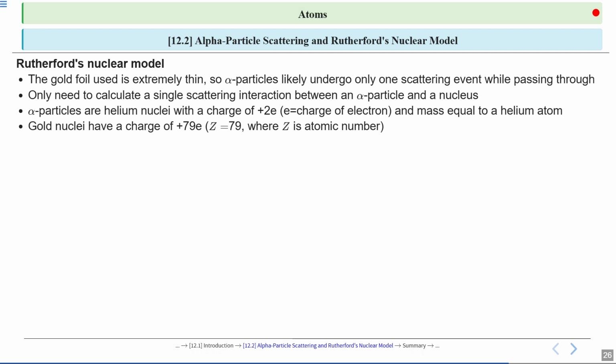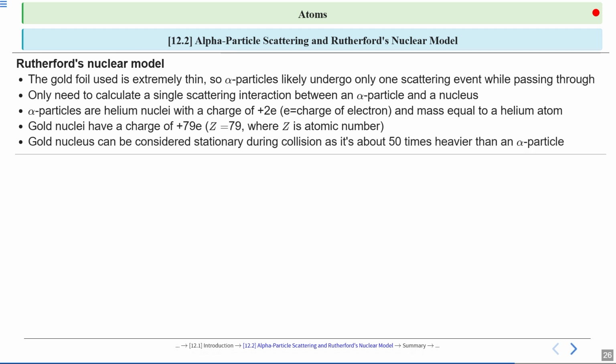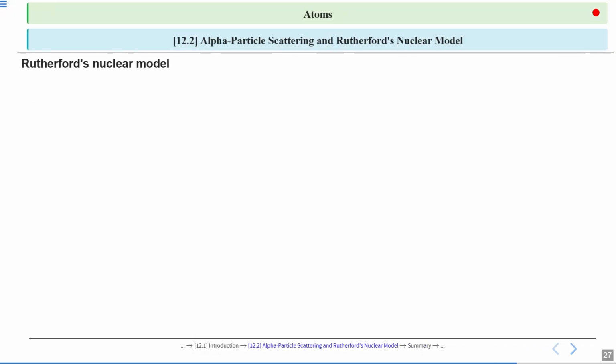The gold nuclei that the alpha particles are hitting have a charge of plus 79 times the charge of an electron, that is +79e. Here Z stands for the atomic number, which is 79 for gold. This large positive charge creates a strong repulsive force when an alpha particle gets close. Finally, it's important to realize that the gold nucleus is much heavier than the alpha particle, about 50 times heavier in fact. This means we can treat the gold nucleus as if it doesn't move during the collision, which makes our calculation much easier.